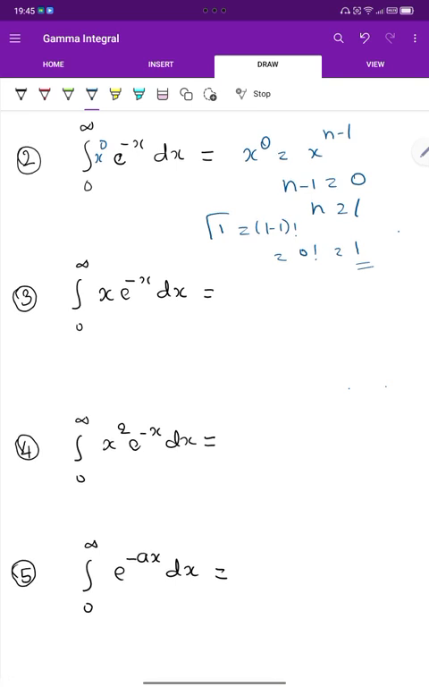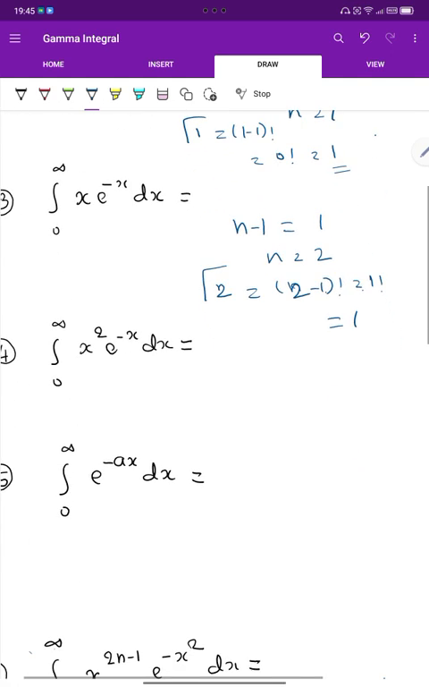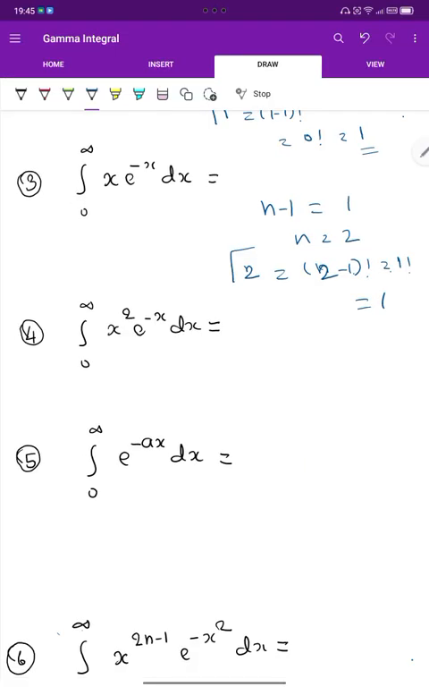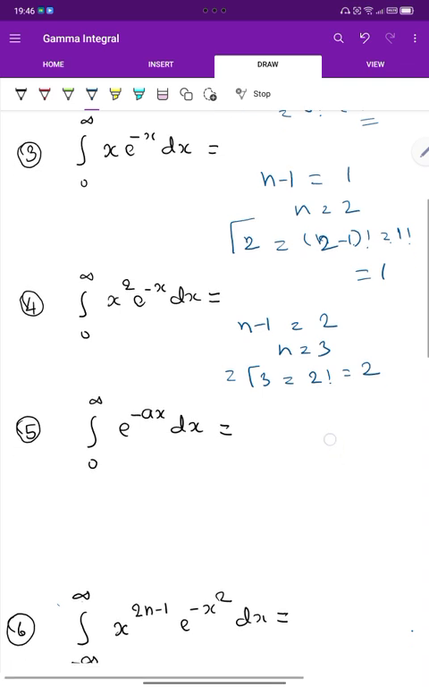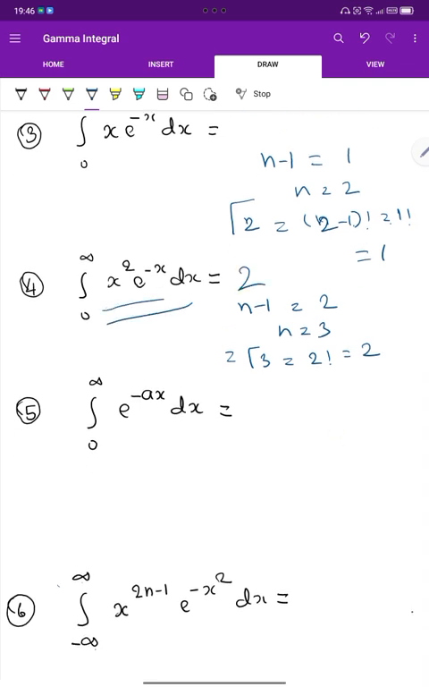Okay, now let's see this example. Integration 0 to infinity x into e raised to minus x dx. Here n minus 1 is equal to 1, n is equal to 2. So its value is gamma of 2, that is equal to 2 minus 1 factorial, which is 1 factorial, equal to 1. Now coming to this integral, integration 0 to infinity x squared into e raised to minus x dx, here n minus 1 is equal to 2, n is equal to 3, so its value is gamma of 3, which is equal to 2 factorial, 2. So the value of this integral is 2.